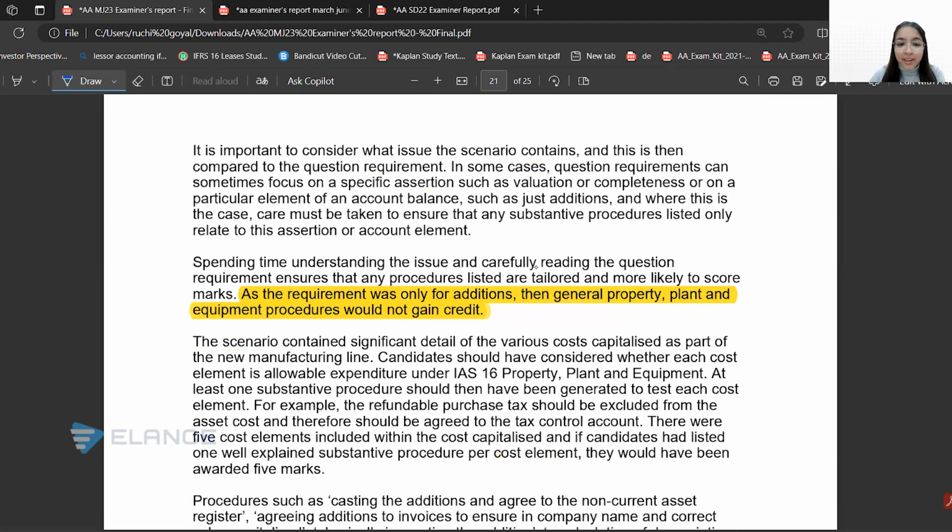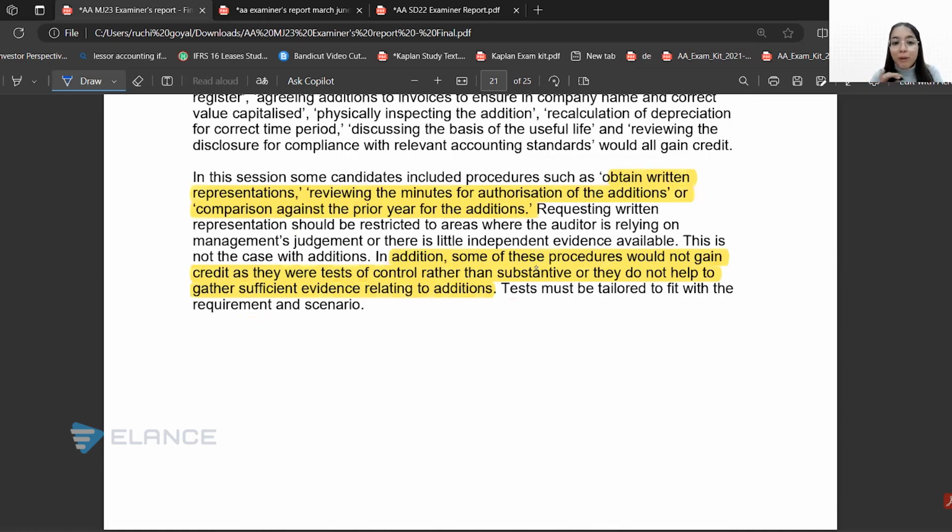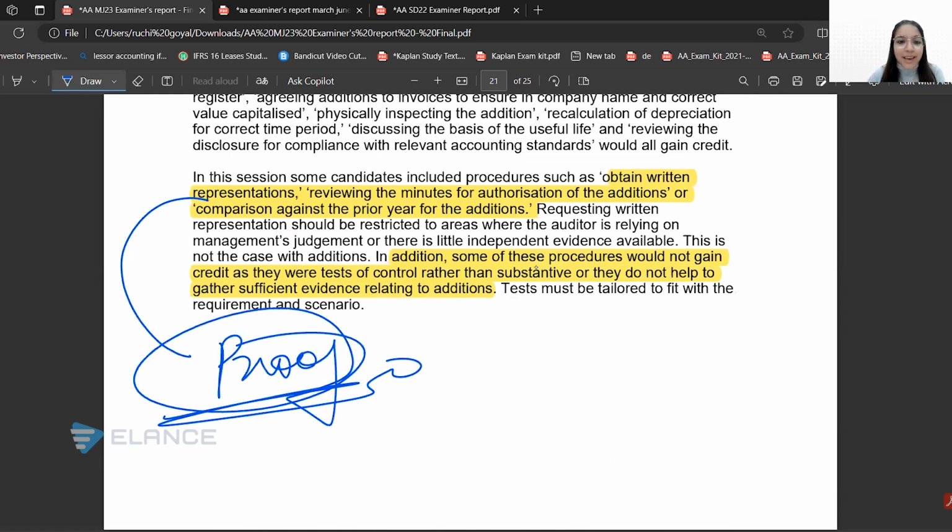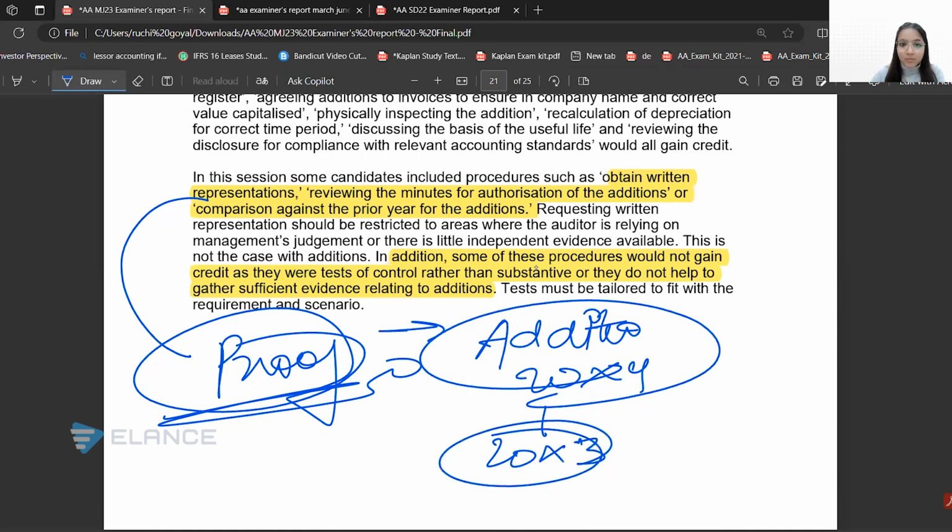As the requirement was only for the addition, the general PP would not give you any sort of marks over here. Guys, see one more proof of where I was telling you analytical procedure does not make sense. See, obtain written. Okay. If this addition is done in 20X4, will this balance appear in 20X3? Come on. Comparison against the prior year for the addition does not make sense here, because this is the addition that is done in the current year.